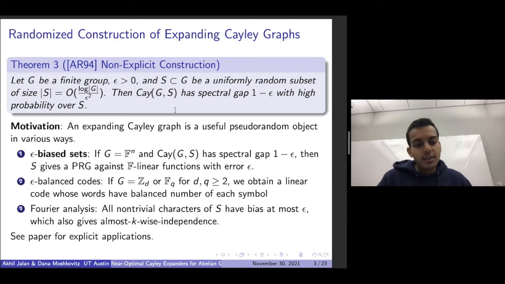The third motivation is to have a set with some nice Fourier properties. Specifically, if you take the set S that generates G, then all of the non-trivial characters of S have small bias, specifically at most epsilon. And this implies that S is not only an expanding generating set, but also gives an almost k-wise independent distribution on the group. We'll explain what this character term means later. So there are various applications to pseudorandomness. Expanding Cayley graphs are very fundamental, and so that motivates us to look for explicit constructions.